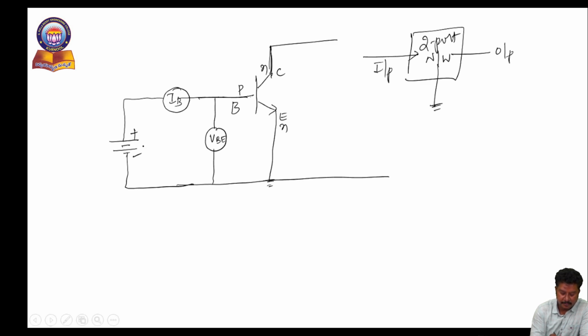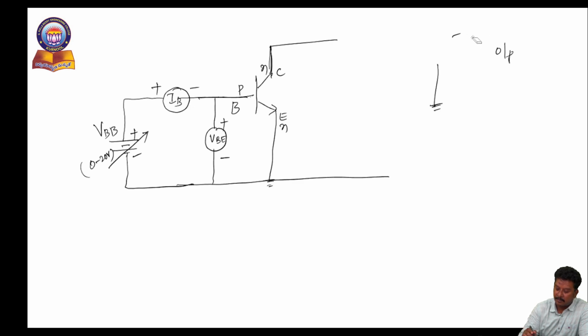It is a variable supply varying from 0 to 20 volts, and I am connecting it across the input, that's why it is called VBB. The current is moving from positive to negative, so the notations will be like this. Similarly, I want to check the output current, so I require one more ammeter at the output side. So I am connecting one more ammeter.